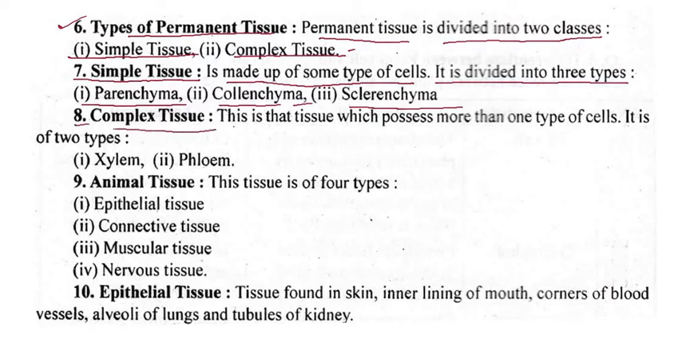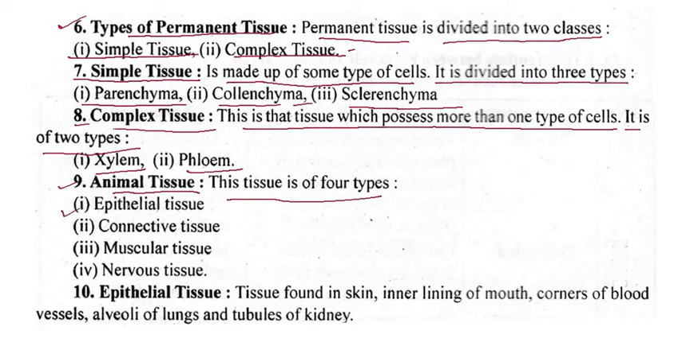Complex tissue is the tissue which possesses more than one type of cells. It is of two types. First one is xylem and second one is phloem. Now animal tissues. Animal tissues are four types. First one is epithelial tissue, second one is connective tissue, third one is muscular tissue, and fourth one is nerve tissue.